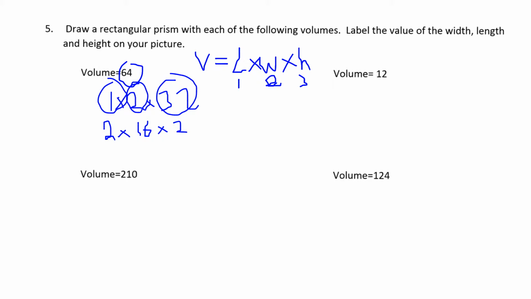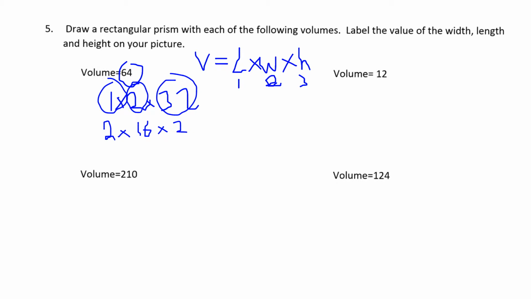Three different numbers that could give me that are 1, 2, and 32, right? 1 times 2 is 2. 2 times 32 is 64. So that's one way that I could do that problem.